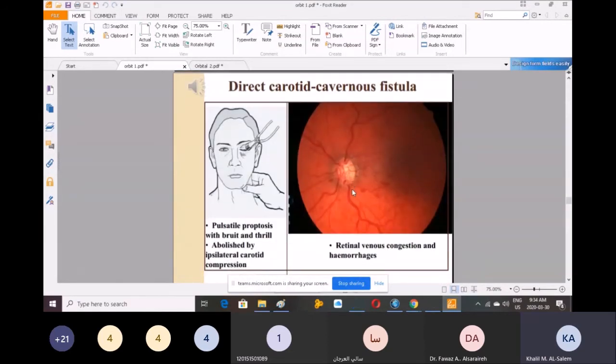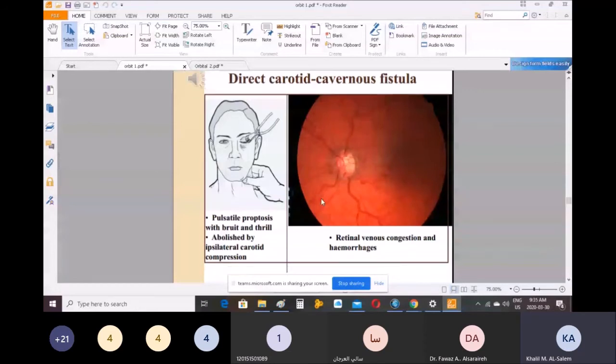So direct carotid cavernous fistula is really one of the few things where you will use your stethoscope in ophthalmology. You put your stethoscope on the eye and you will hear a thrill or a bruit. Along this, this is the retinal vein. It will be really congested because the venous system is not draining normally. As you can see, four-quadrant hemorrhages with congested veins.